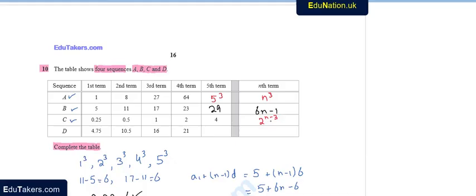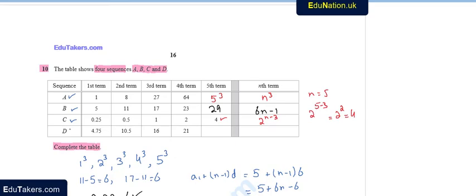Now for double check, let's find fifth term. So for this n equals 5. Then 2 raised to power 5 minus 3 equals 2 raised to power 2, which is 4. So fifth term is 4.